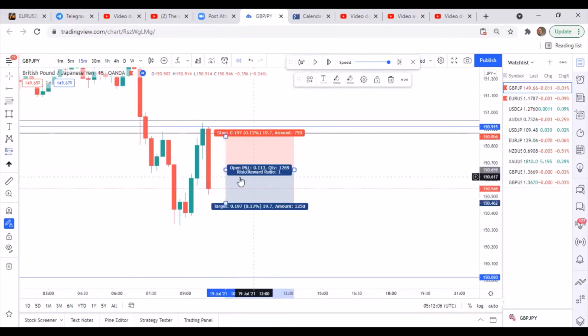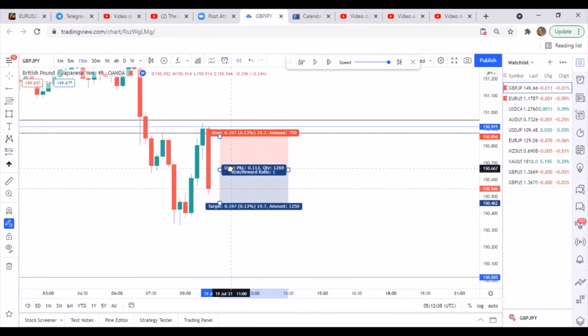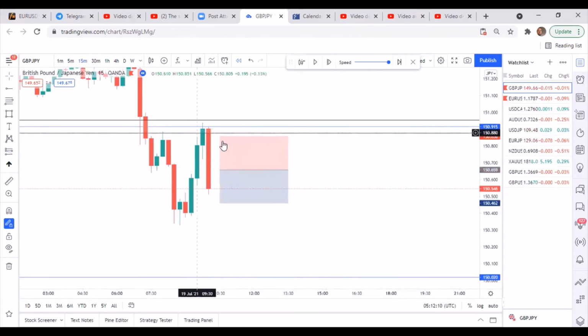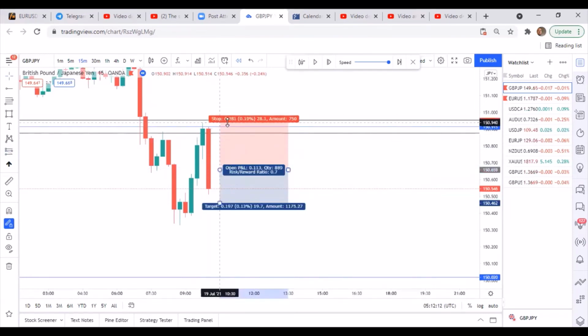659 was my entry. Yes, so I set the limit order. I called all this trade on my Telegram group. I called all my trades on my Telegram group.